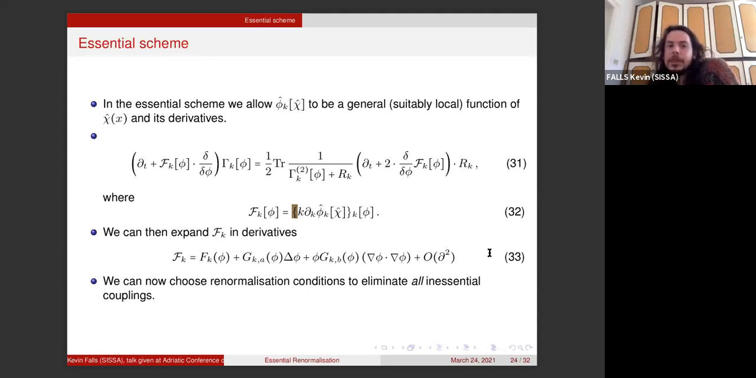Then, just like before, we can choose renormalization conditions to remove the inessential couplings, but now what we can do is really remove all of these inessential couplings order by order in this derivative expansion. Whereas in the standard scheme we were just removing a single coupling, now we will attempt to remove all of these inessential couplings so that we just get a flow for just these essential couplings.